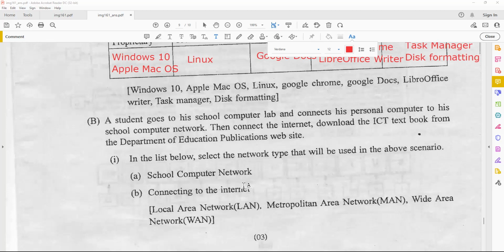School computer network is, we know, a network limited to the computer lab, which means yes, local area network. And when he connects to the internet, then he connects to the wide area network. That means WAN, right? The correct answers are LAN and WAN. I think that part is a very easy answer. Right. So with that, we finish the third question.